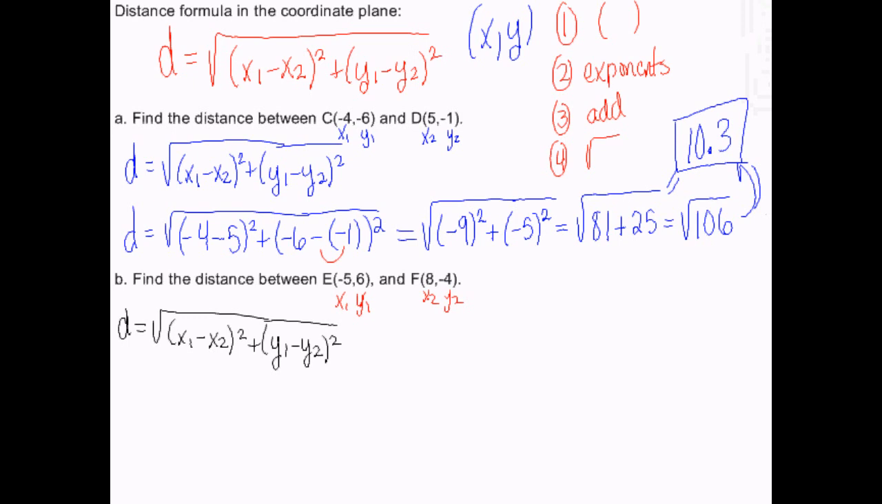Okay, so x1 is -5. x2 is 8, so I have -5 minus 8 squared plus y1, which is 6. y2 is -4. Happy? It's always X first, then Y. Yeah, you subtract the x's, subtract the y's. But I know, but like 5 is always X and 6 is always Y. The first number is always X, the second number is always Y. Yes, as far as when it's written. Yes, before you always start x, y.